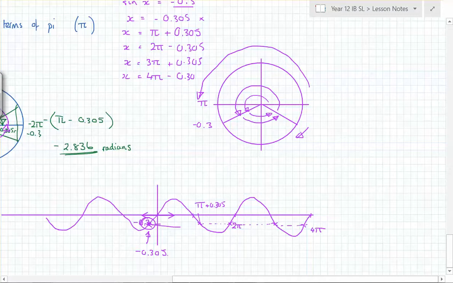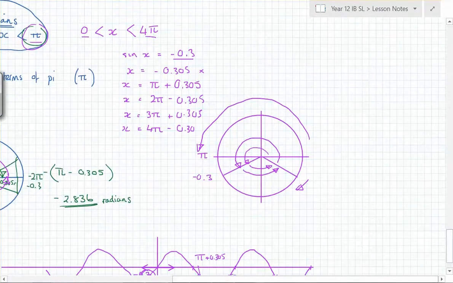If your calculator gives you a negative answer, but the domain is all positive, there's nothing wrong, nothing's broken, it's just you've got to figure it out. Alright? Make sense?